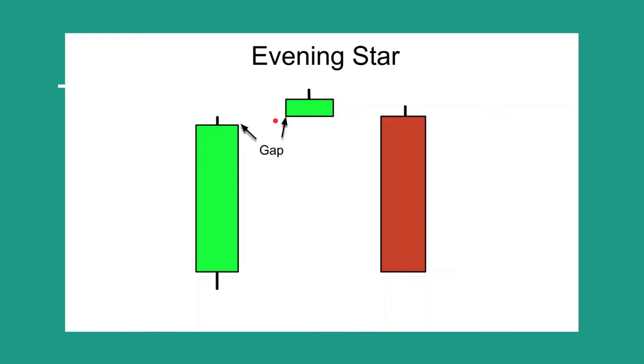The star's real body remains isolated as the next candle confirms the trend top by gapping away from the star and producing a long red real body that pushes into the green candle's real body. As you can see here, again, there would be a gap here, but it's not necessary to have a gap. But if there is a gap, that's better. The final candle seals the fate of the bulls as the bears grab control and push the market downward.